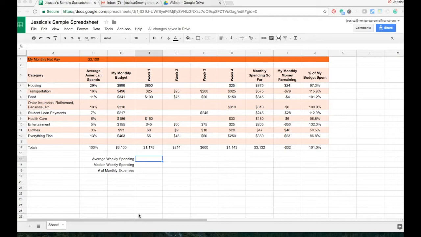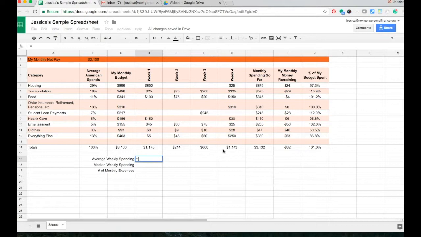Okay, so there are some frequently used functions other than sum that you might want to know. So, for example, here, I want to find out what my average weekly spending was and put it right here. There's two ways I can do this. Of course, the average is going to be these four added up divided by 4 weeks. So, I could write that in as an equation.